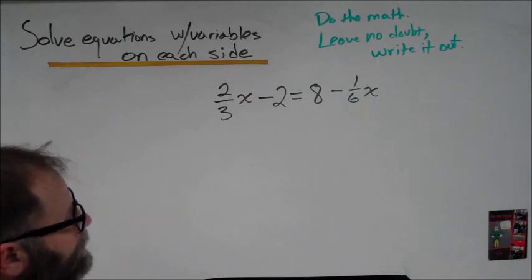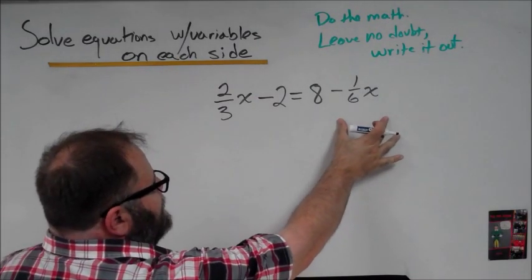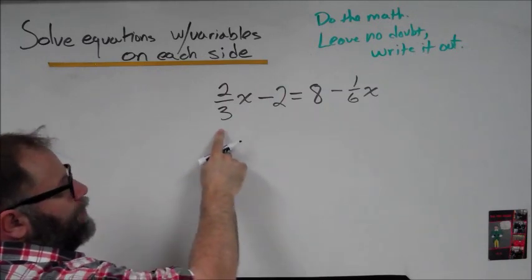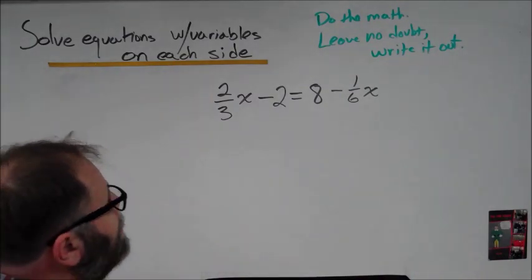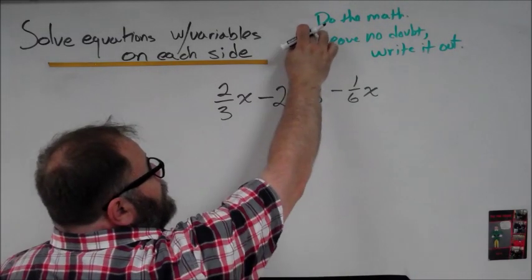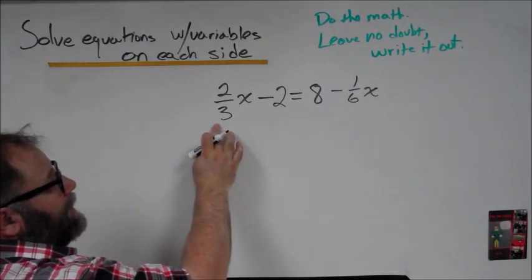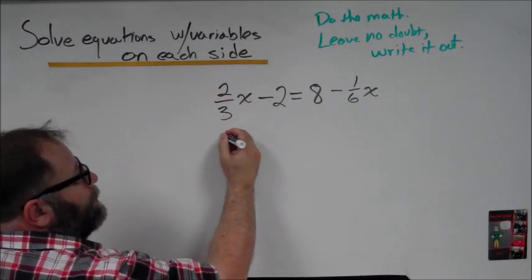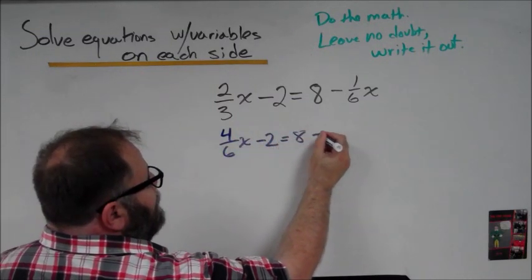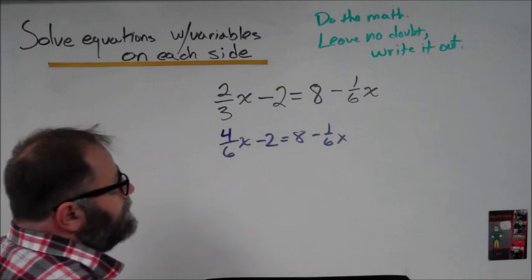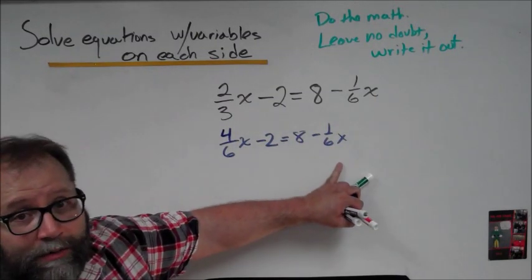So if we take care of the variable first, I've got 2/3 x and I've got -1/6 x. It's easier for me to turn thirds into sixths instead of saying this is 1/2 of a third. That'd be crazy. So let's just rewrite this, do the math, leave no doubt, write it out. So this needs to be in sixths. So I multiply this by 2, multiply that by 2, which gives me 4/6 x minus 2 equals 8 minus 1/6 x.